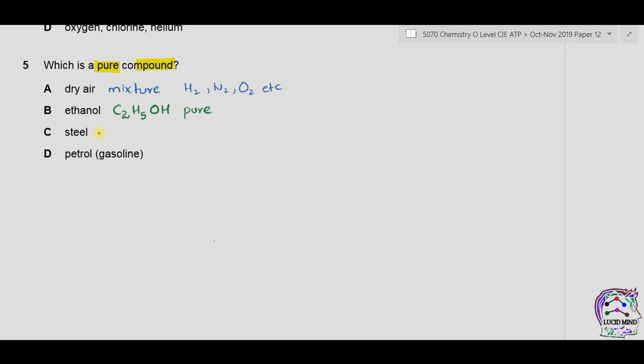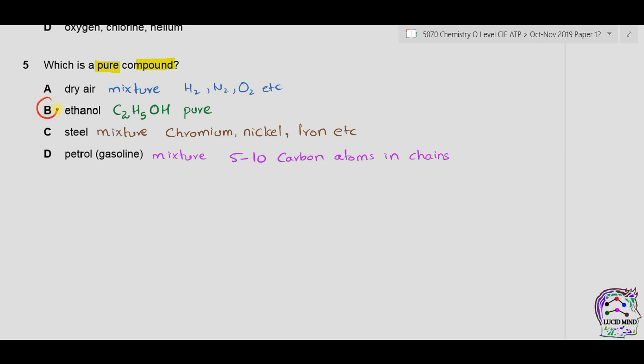C is steel. Again, steel is a mixture because in steel different elements are present such as chromium, nickel, iron, etc. D is petrol, gasoline. This is also a mixture because it consists of a mixture of compounds consisting of 5 to 10 carbon atoms in long chains. The only pure compound is ethanol, so therefore the answer is B.